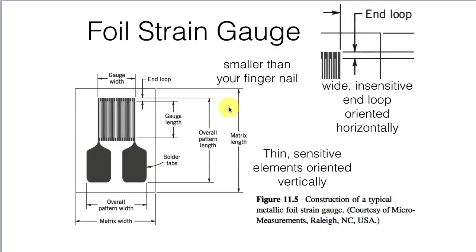We saw this foil strain gauge example before. Many thin little resistive elements that are going to be sensitive to stretching in the vertical direction here. And because these things are thick, not so sensitive to stretching in the horizontal direction. So the resistance of this element will change.